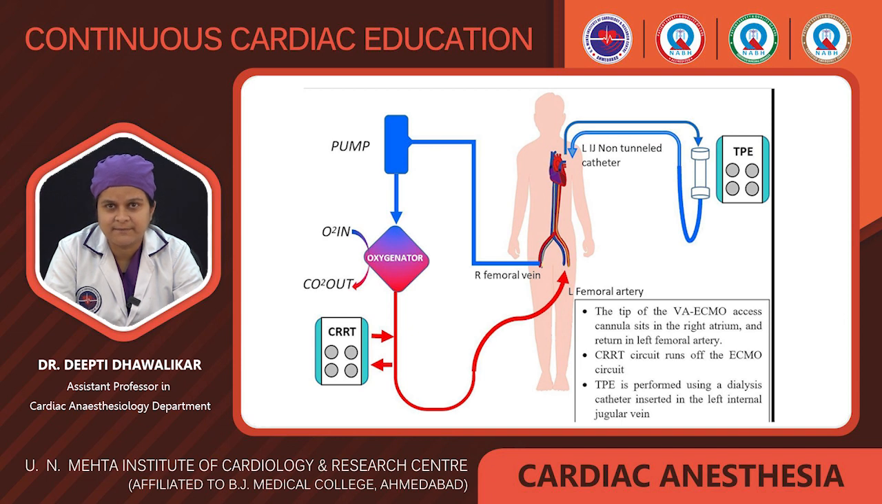This is another diagram in which the plasmapheresis is separate from the ECLS circuit, which also has an integrated CRRT circuit. The tip of the VA ECMO access cannula sits in the right atrium and return is in the left femoral artery. The CRRT circuit runs off the ECMO circuit, and TPE is performed using a dialysis catheter which is inserted in the left internal jugular vein.